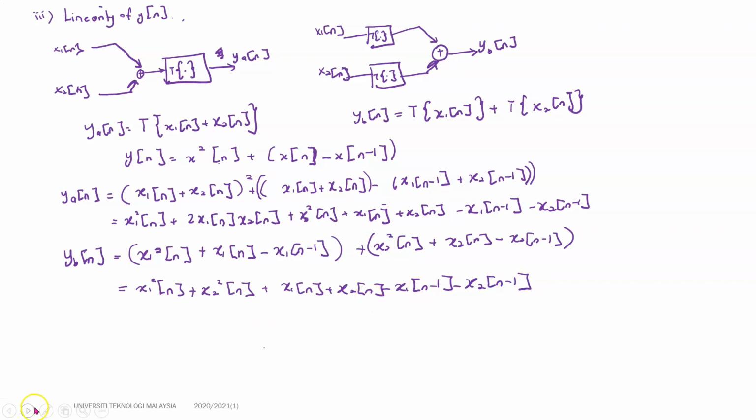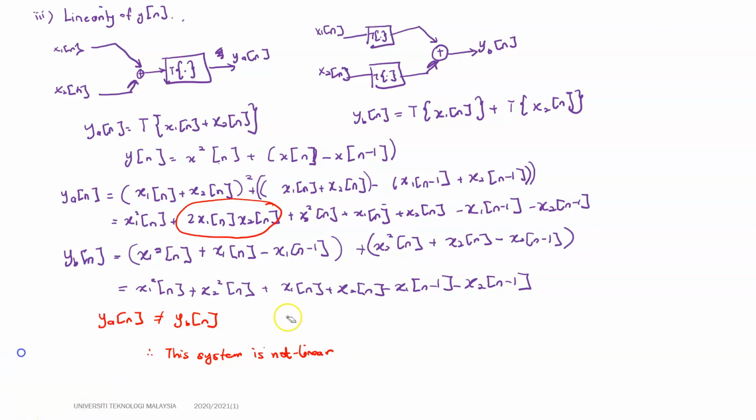So if we see here, if you compare yan and ybn, we have one extra component, which is this. So it means that yan is not equal to ybn. So this system is not linear, or we can also say non-linear, which is a more accurate term. So this is a non-linear system.